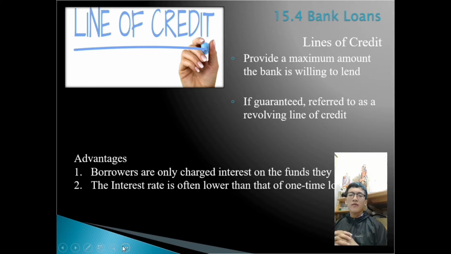And what are the advantages? Why do we use a line of credit? Because the borrowers are only charged interest on the funds they draw from the line of credit. And the second one is that the interest rate is often lower than that of a one-time loan, where you have to borrow a lot but you may not use it all.